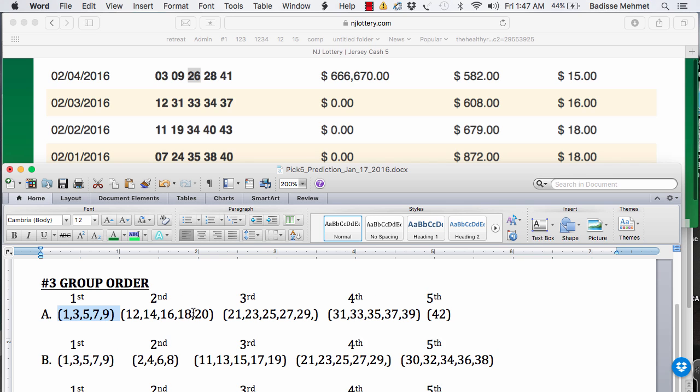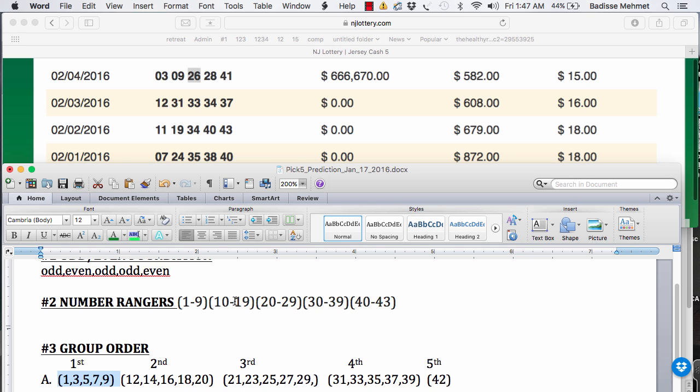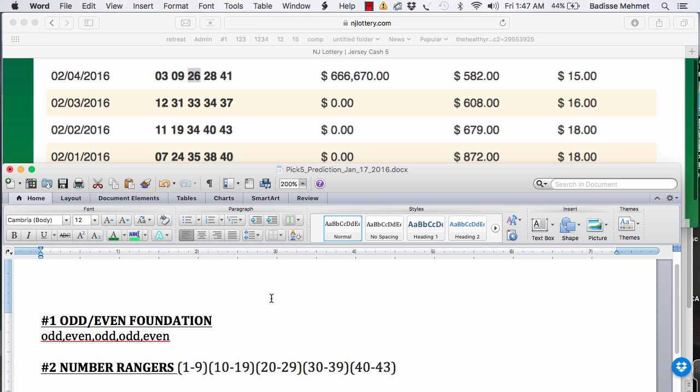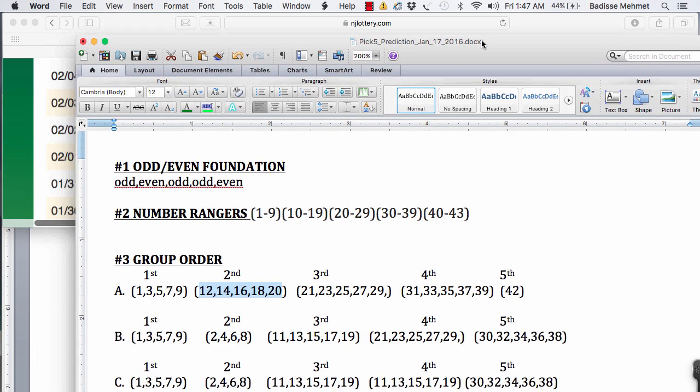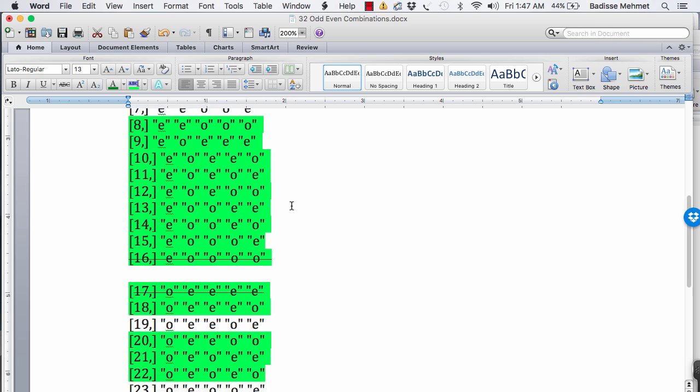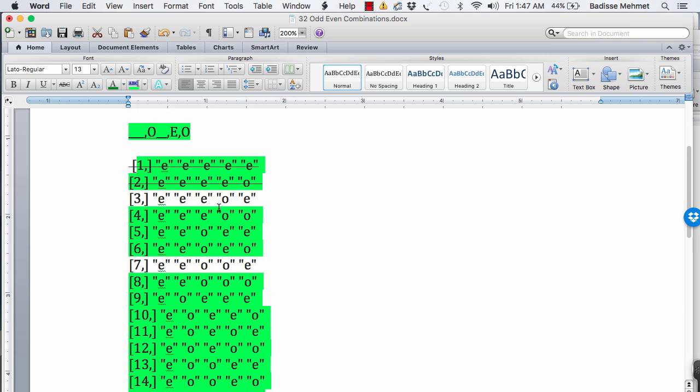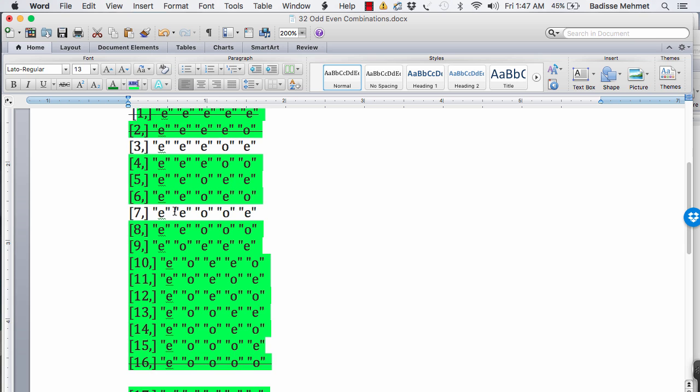And then 12 to 20 or whatever. For example, this second group order is 10 to 19, right? So when you study the number patterns, you notice that the second number is running from 12 to 20 or something like that. Let me show you right here, the OddEven patterns. You're working with the OddEven patterns, right? Let me pick this one: even, even, odd, odd, even, right?